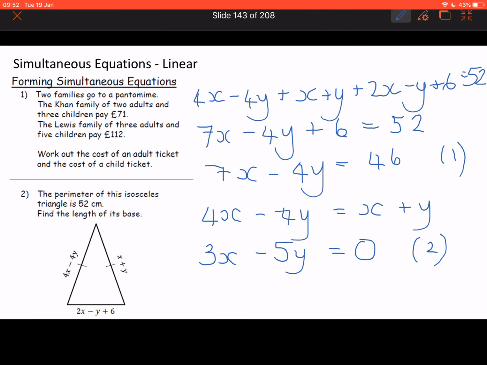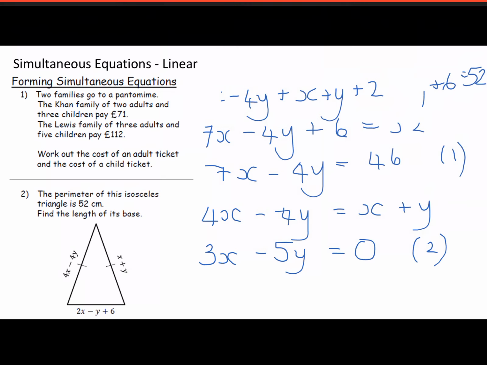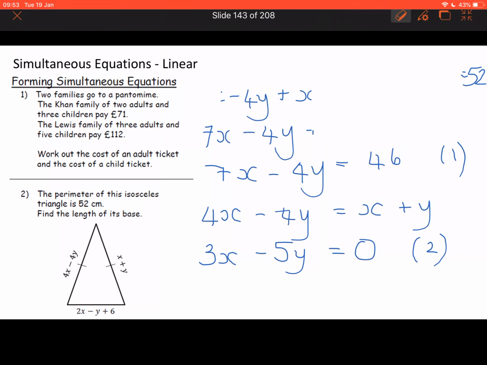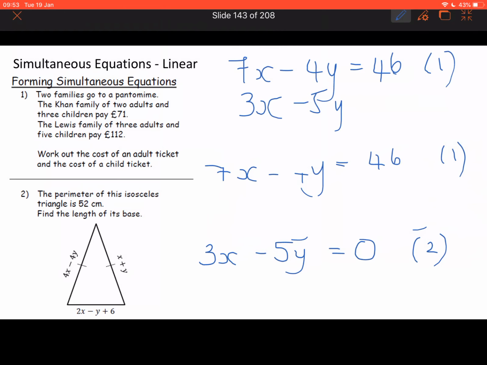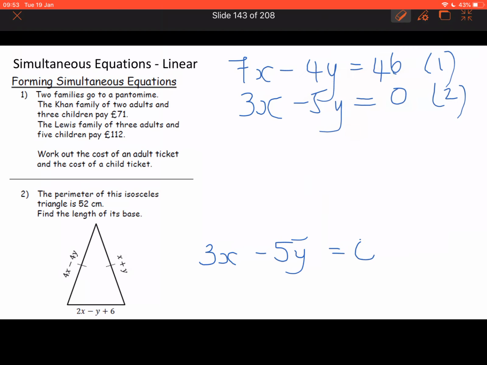So this is a really tricky question because even to just set up the equations, we are looking at quite a lot of complicated work. So I'm just going to get rid of that work so that I've got some space to solve the simultaneous equations. So I'm going to rewrite my equations at the top here. I had 7x subtract 4y is equal to 46, and that was equation 1. And then 3x subtract 5y, and that was 0, and that's equation 2. So now we can actually get on with the solving simultaneous equations part.